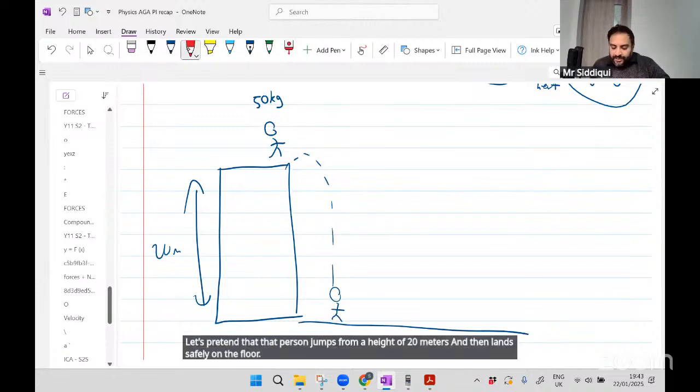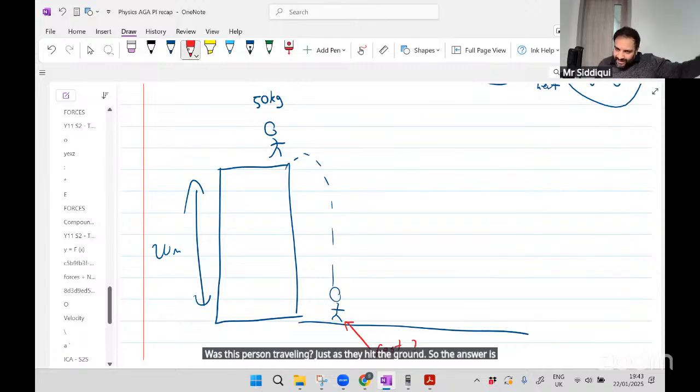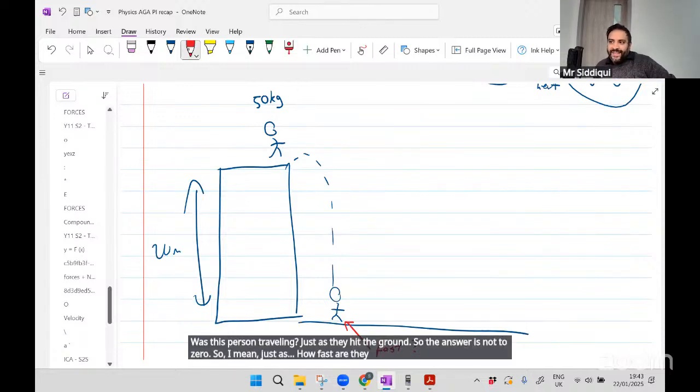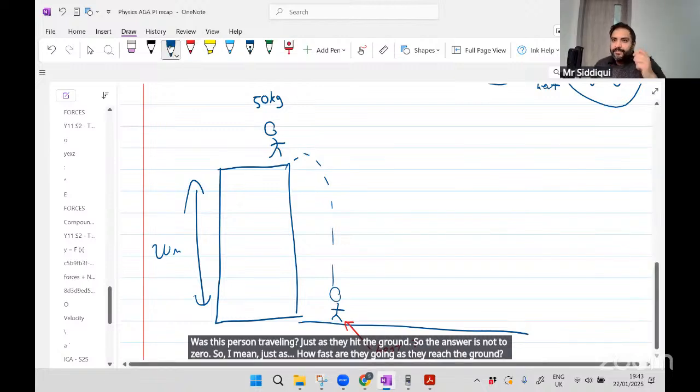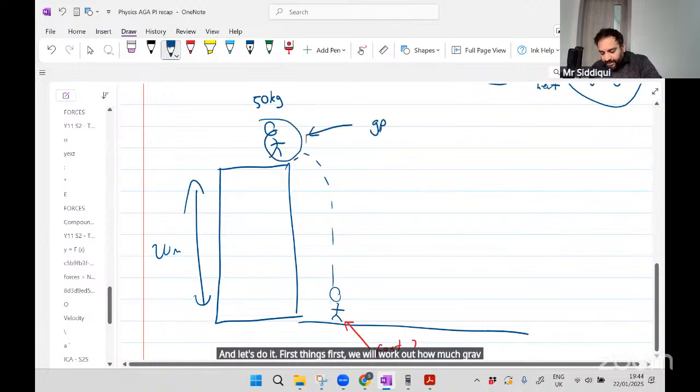The question that you may get from purely this information is how fast was this person traveling just as they hit the ground. So the answer is not zero. I mean, how fast are they going as they reach the ground? And let's do it. So, first things first, we will work out how much gravitational potential energy this person has got.